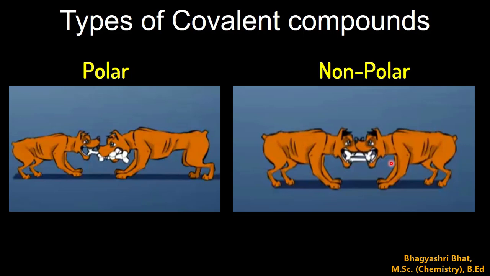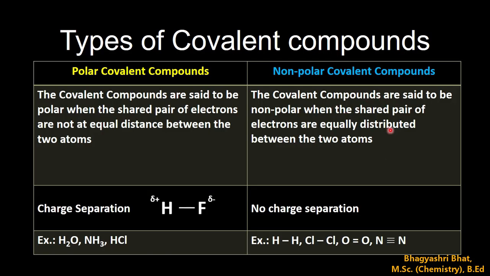Even in atoms, when both the atoms are of same electronegativity, for example here, one hydrogen atom combines with another hydrogen atom and forms a hydrogen molecule. In this case, both H have equal electronegativity, so there is no charge separation between the 2 atoms. Since both atoms equally share the shared pair of electrons, such covalent compounds are known as non-polar covalent compounds.